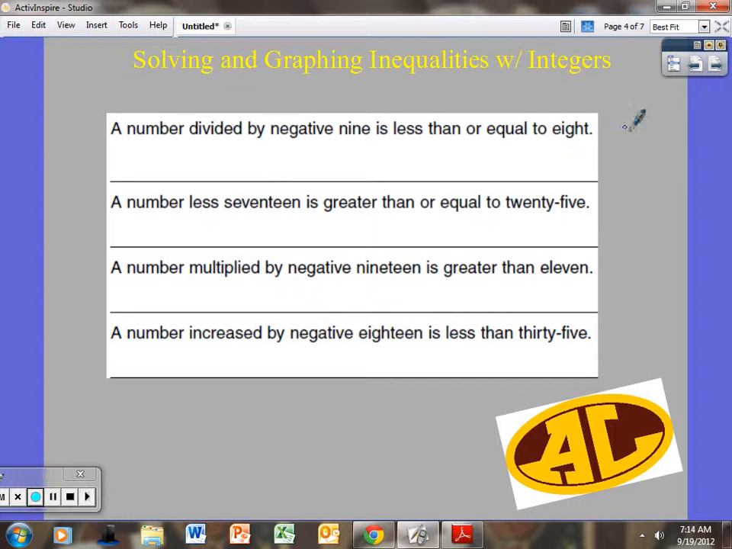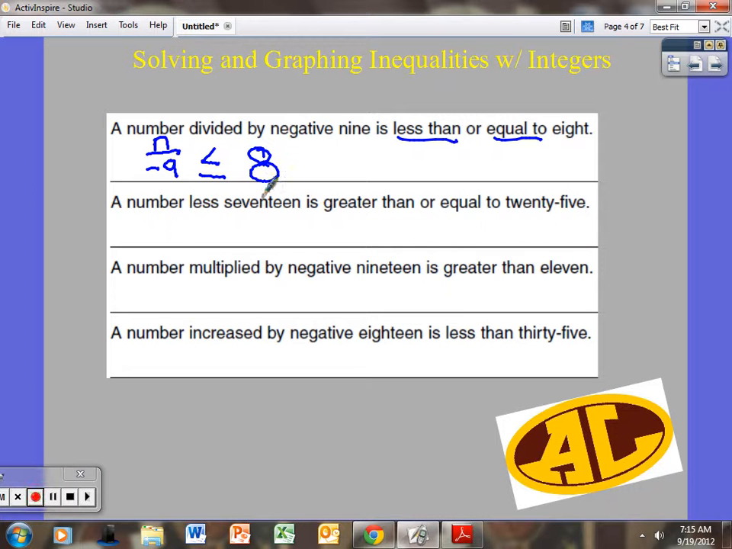All right, let's take a look here at translating word phrases into inequalities. A number divided by -9 is less than or equal to 8. Notice it just says translate, it doesn't say then solve. So a number, we don't know it, we'll call it n, divided by negative 9 is less than or equal to 8.